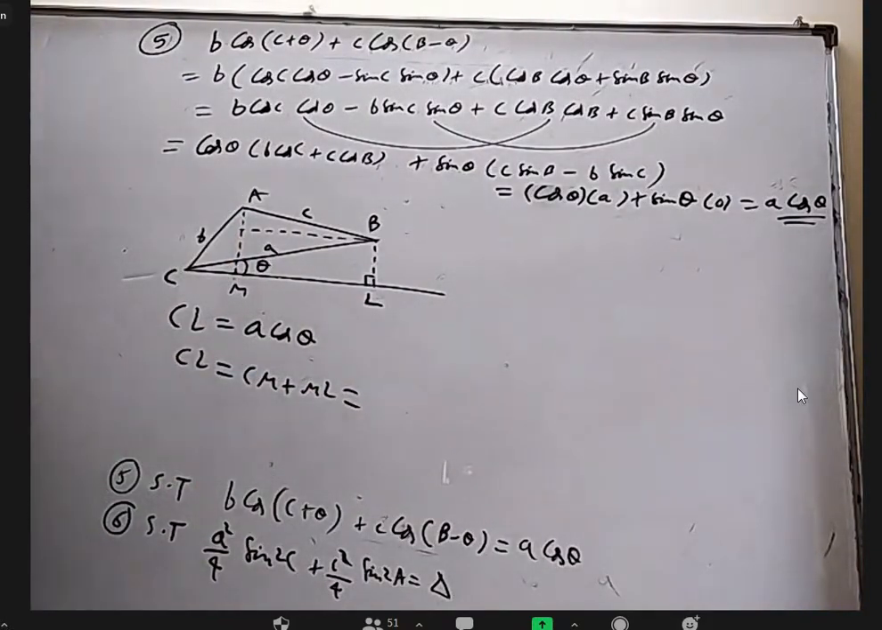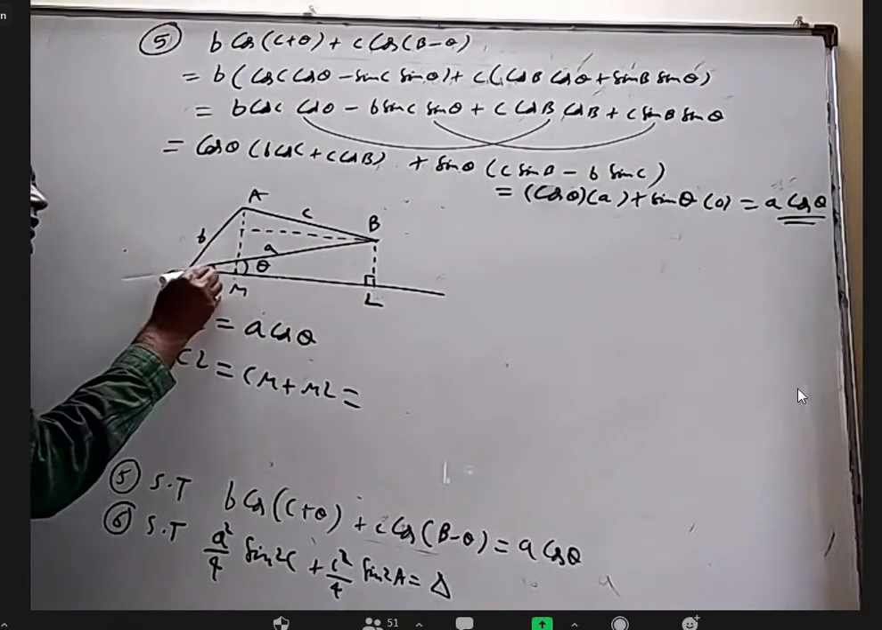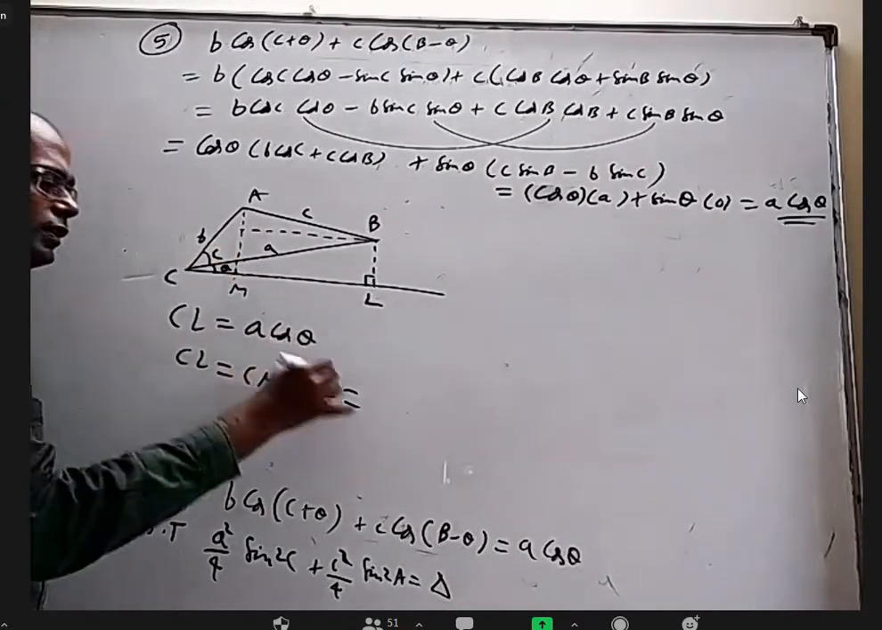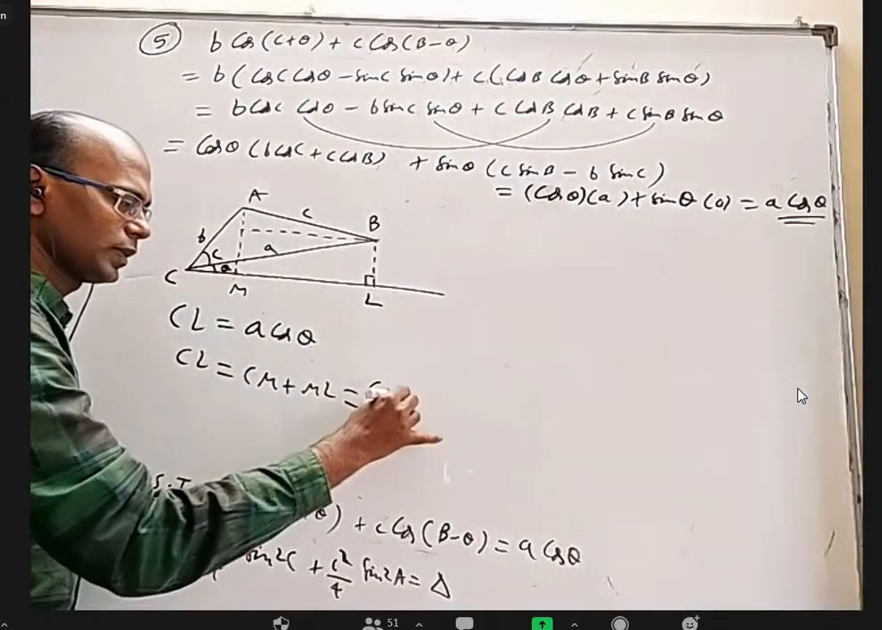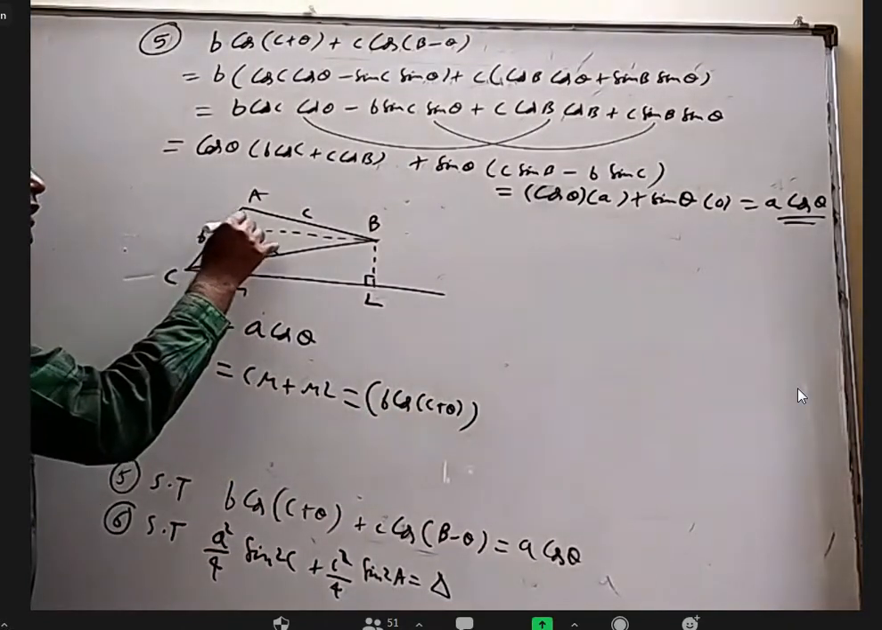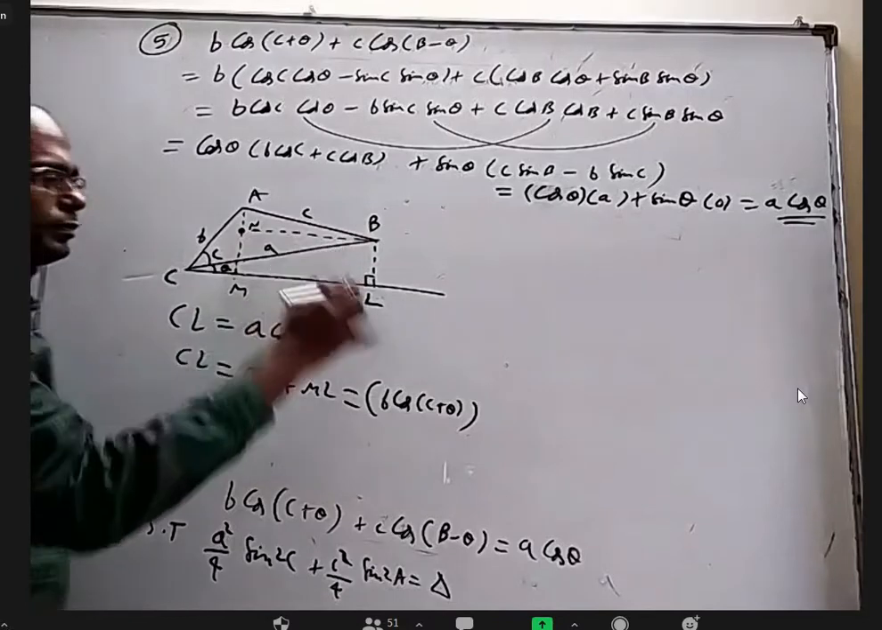Anybody want to tell what it is from the right angle triangle CAM? B cos of C plus theta. Yes, because this is theta and this is C. The CM part will be b cos(C plus theta). Instead of M, I will take N here. ML is the same as NB.